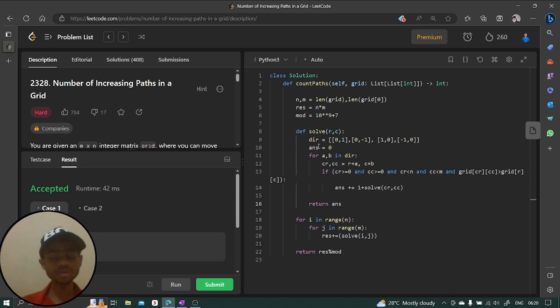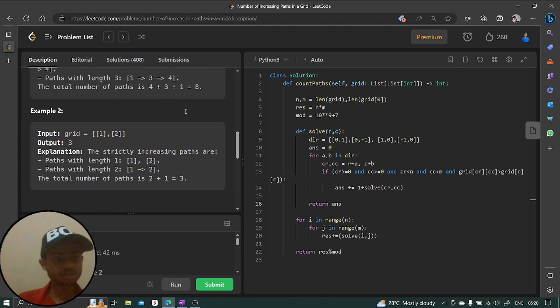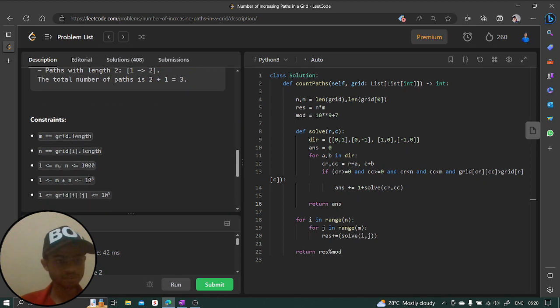But see guys, it is going to give a TLE, because you can see the length. You must always see this constraint, right? Every time you must see. So here we can see the constraint is 10 raised to 5. M cross n should be less than or equal to 10 raised to 5. So it is going to give a TLE.